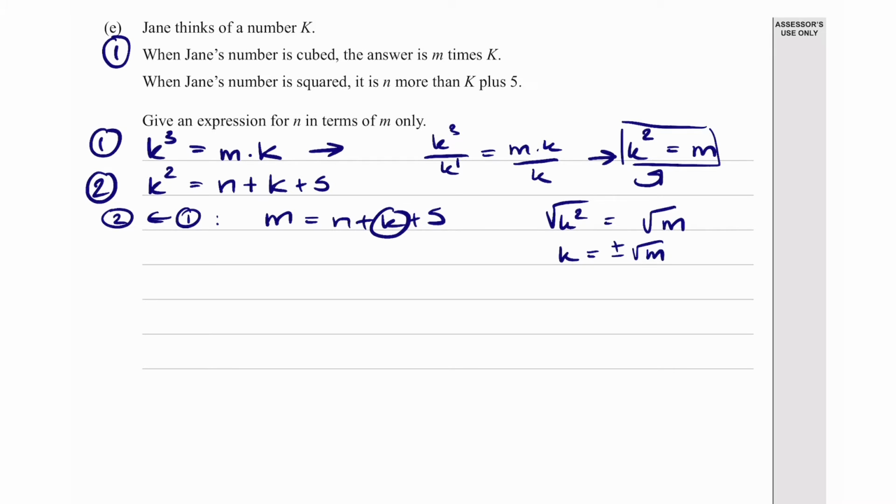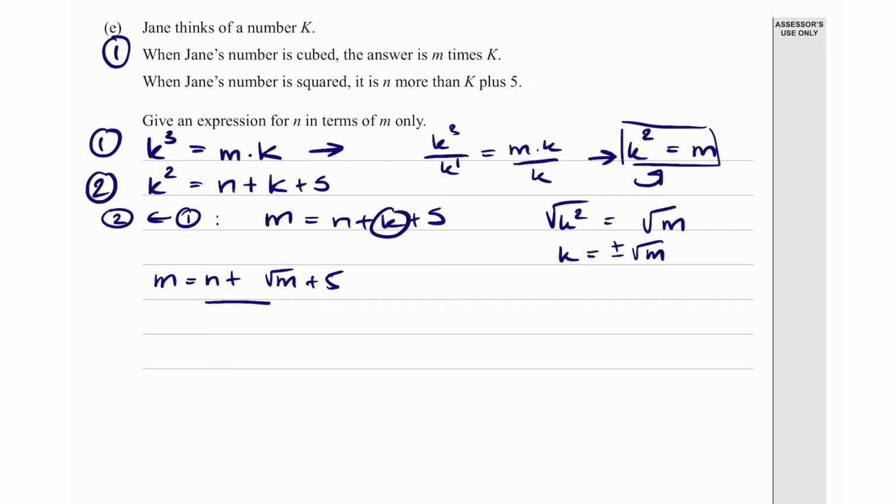Now substituting this back into the equation we just had, we get m is equal to n plus or minus the root of m plus 5. Now, it looks a bit weird that we have this plus sign here and then another plus or minus. For this equation here, NCEA actually specifies you don't need the plus or minus sign. So just to simplify things down, we're just going to remove it for now, even though it's not technically correct. So we've got this equation here.